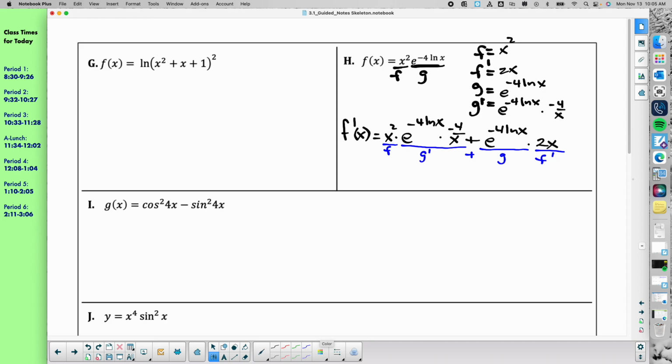The derivative of e to any power is e to that power rewritten. So I always rewrite the exact info. And then I need to take the derivative of the power. So the derivative of negative 4 ln of x: the negative 4 is a number multiplier, so that'll just follow with it. And then the derivative of ln of x is 1 over x. So negative 4 times 1 over x was my derivative of the power.